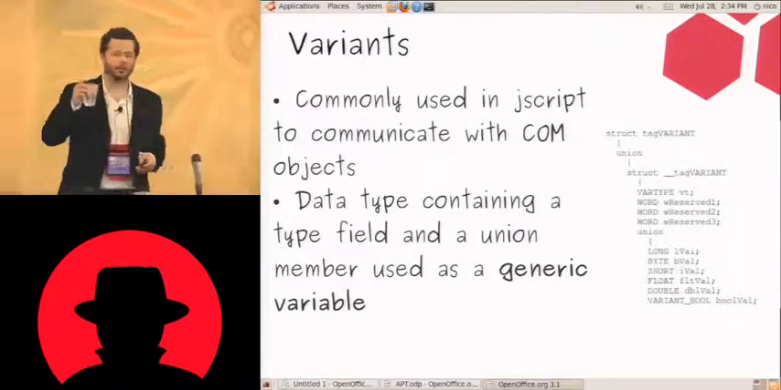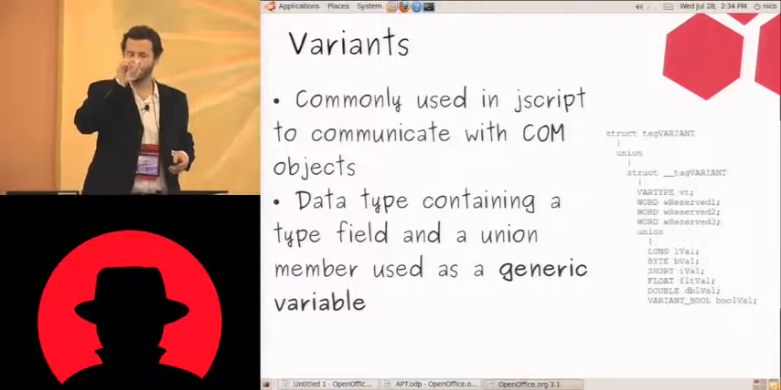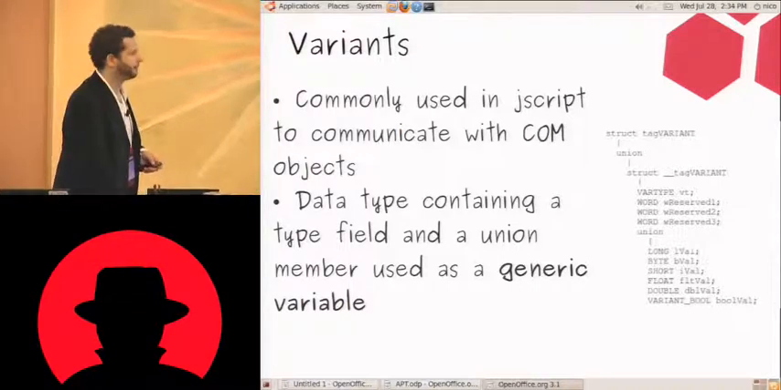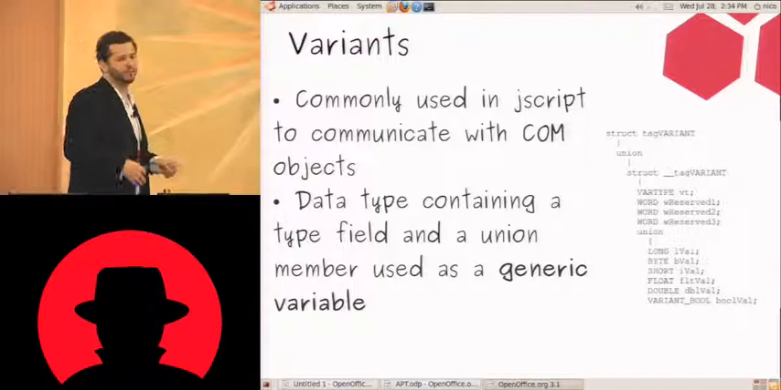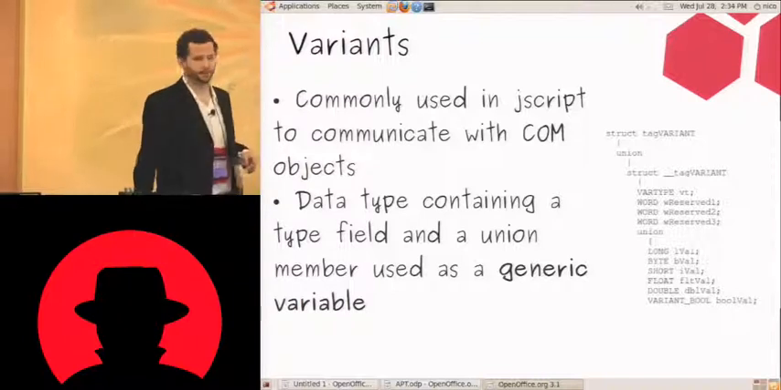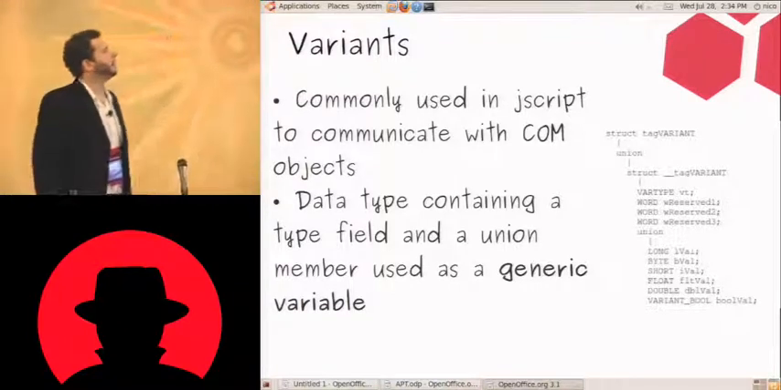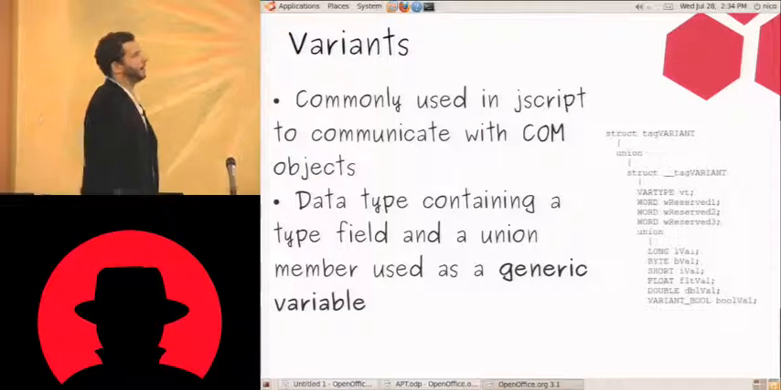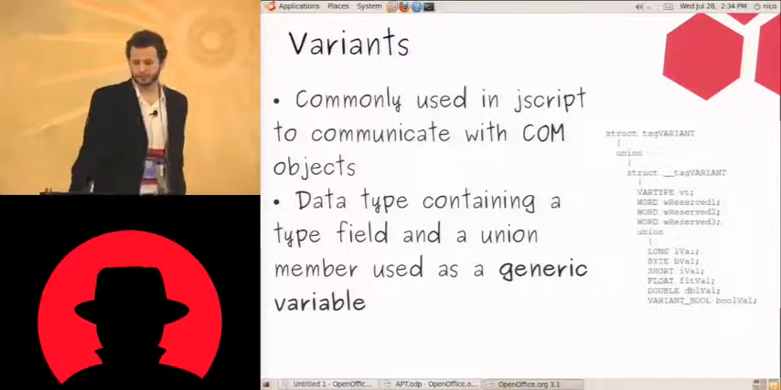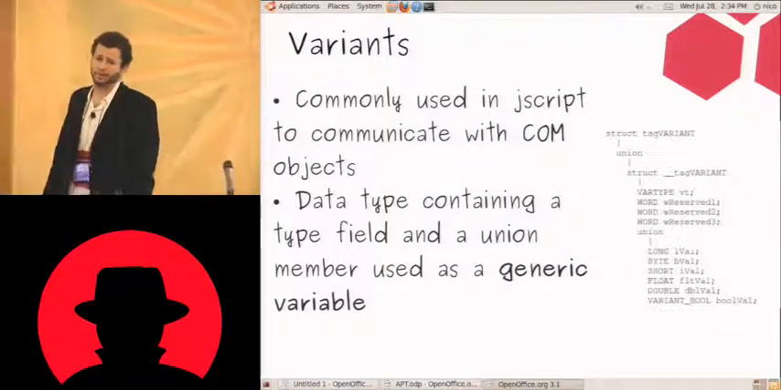So let's speak a little bit about variants, and we will soon get down to business, but we have to go through all the introduction to understand a little bit later. So variants basically are a common way to communicate with COM objects. They're very simple data structures.